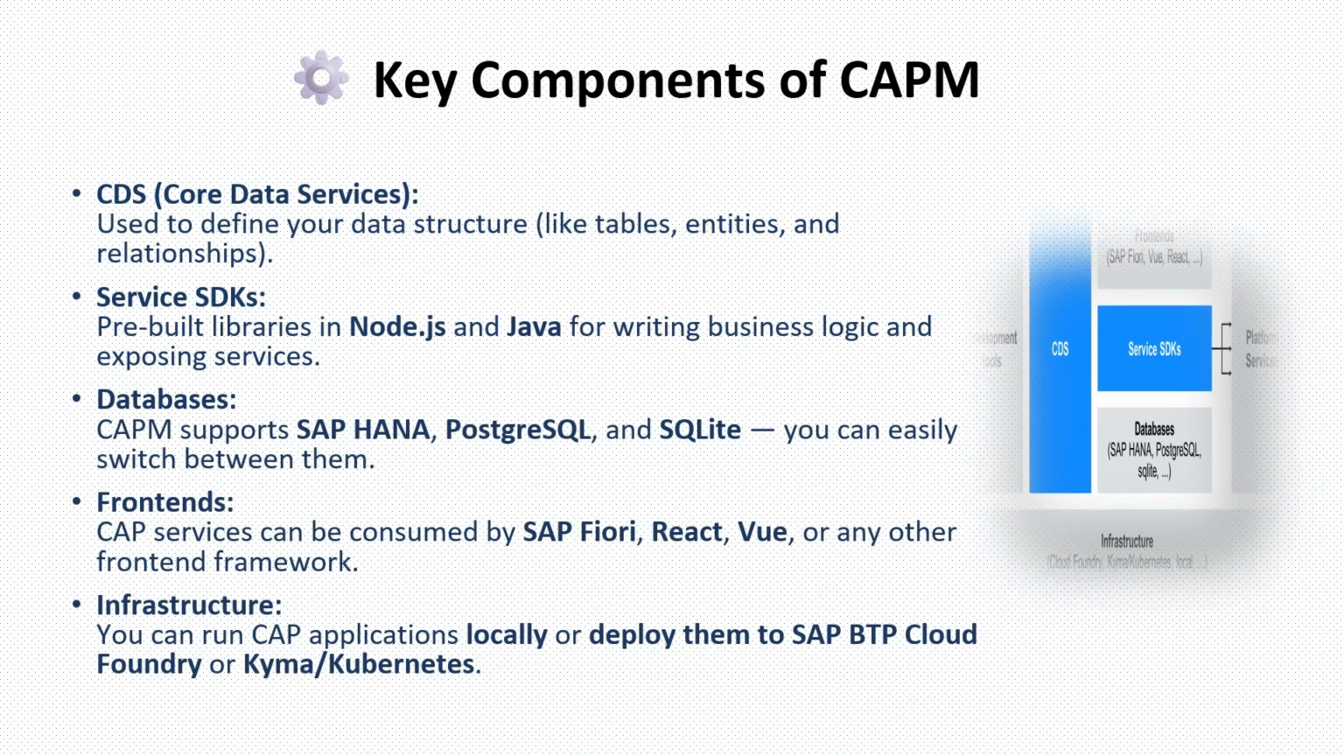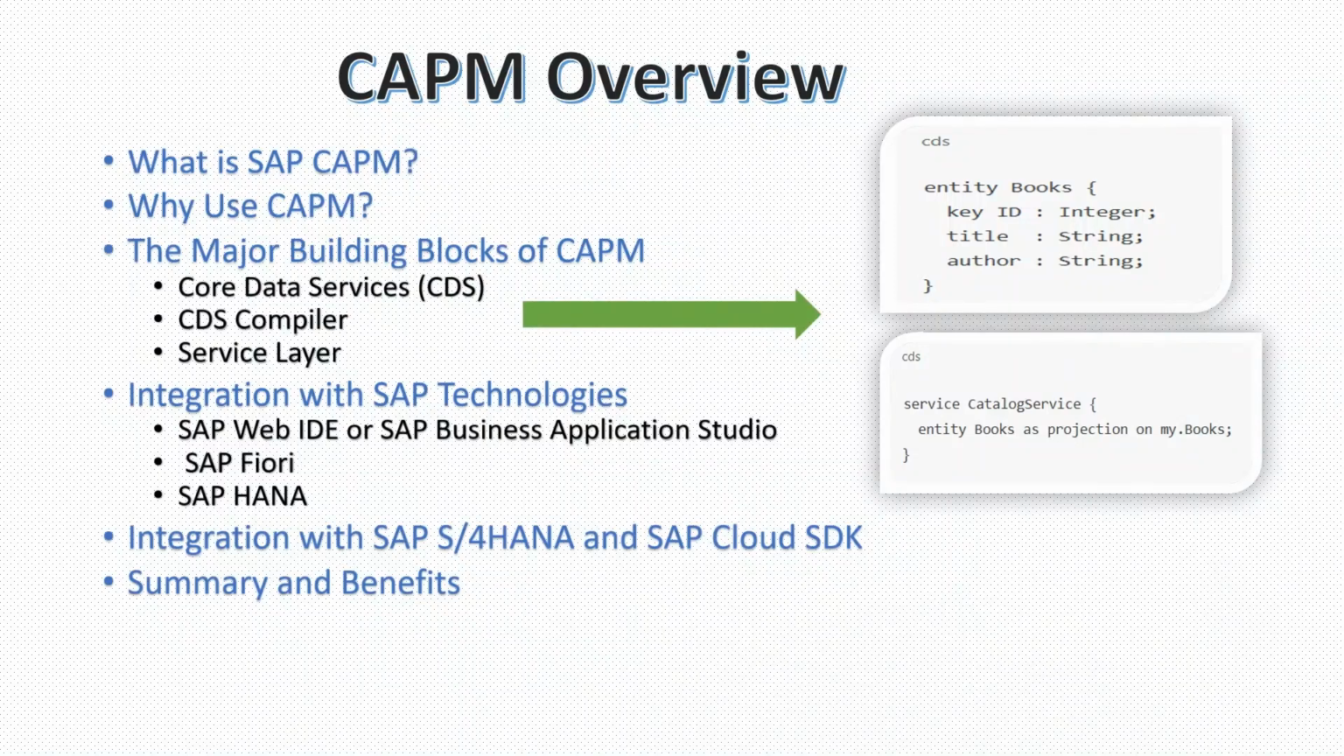So coming to the next question, why do we use CAPM? Why do we even need CAPM basically? In traditional enterprise app development, developers spend a lot of time writing repetitive code for data access, service definition, and configuration. CAPM removes all that complexity. It provides pre-built patterns, conventions, and ready-made features so you can focus on your business logic, the part that really matters the most. So instead of worrying about how to connect your app to a database or how to expose APIs, you just define what you want and CAPM takes care of the rest.